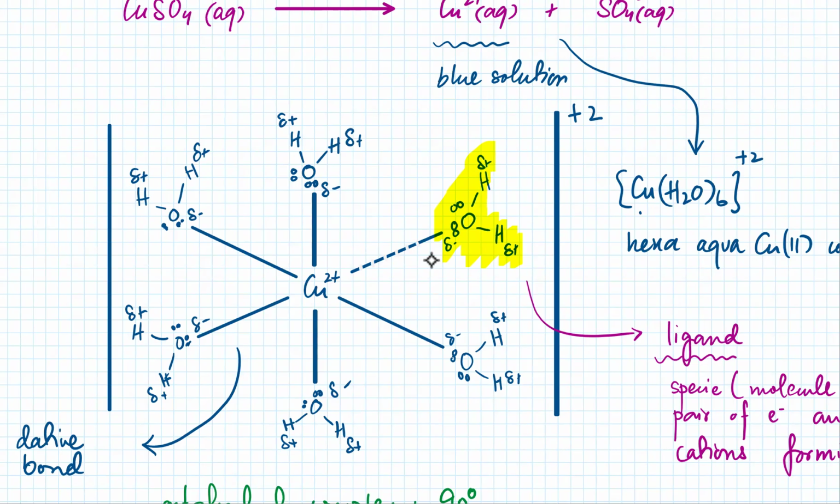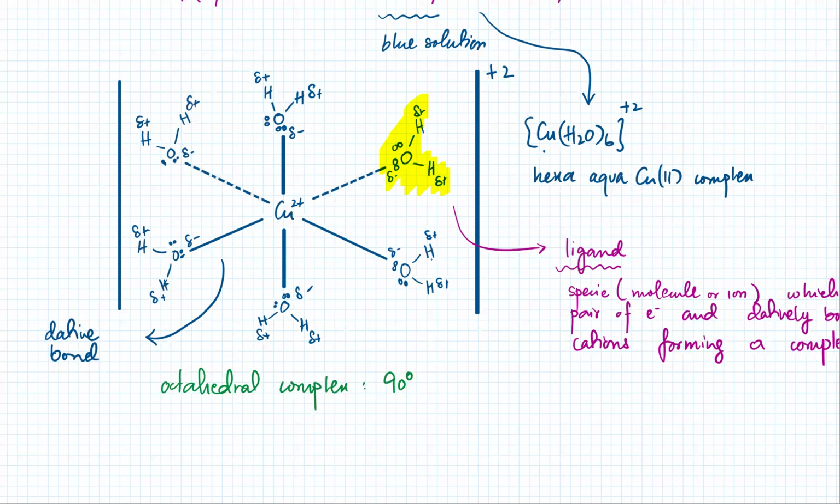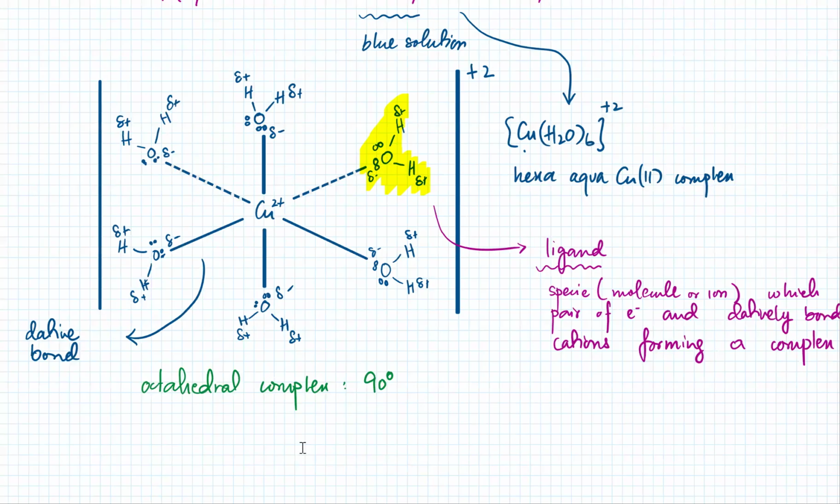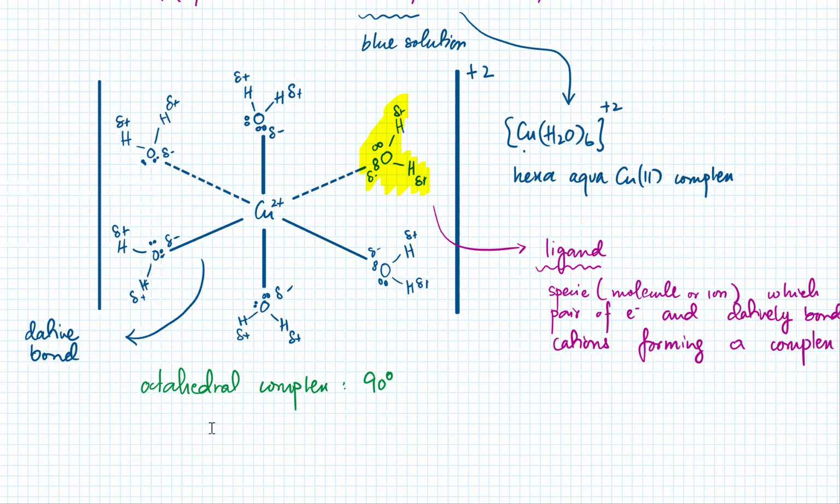The dotted indicates that it's going behind. These are all six axes. Okay, it's an octahedral complex. The angles are 90 degrees.